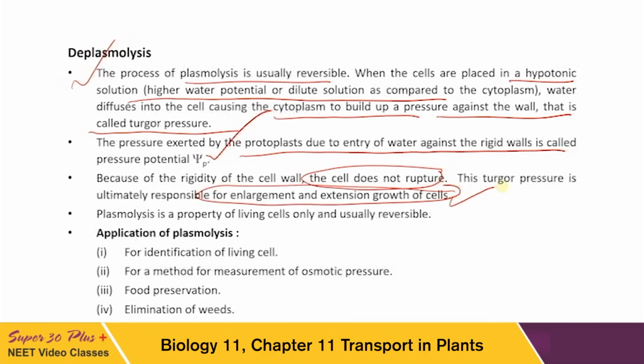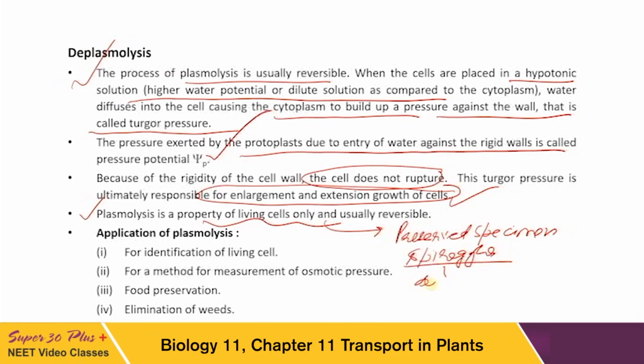The turgor pressure is ultimately responsible for enlargement and extension, that is, growth of the cell. Important: plasmolysis is a property only of living cells. An interesting question came once, that a teacher wanted to demonstrate plasmolysis, and she took a preserved specimen. You know, a preserved specimen will not be a living cell, that is a dead one.